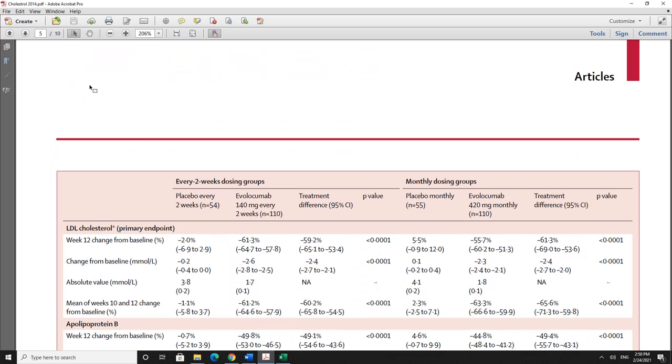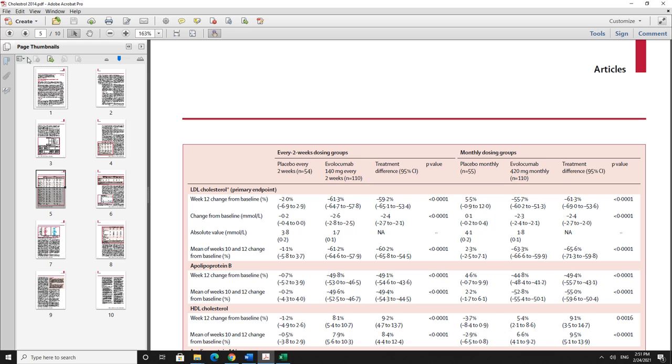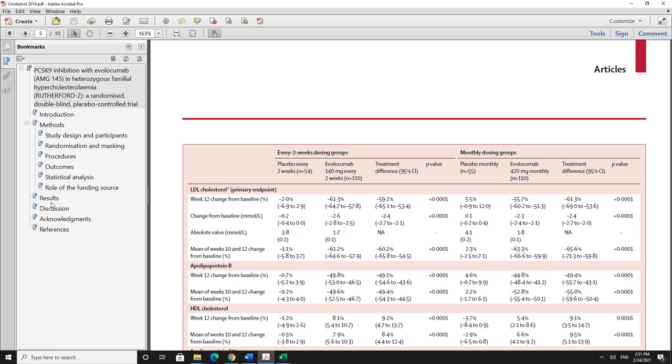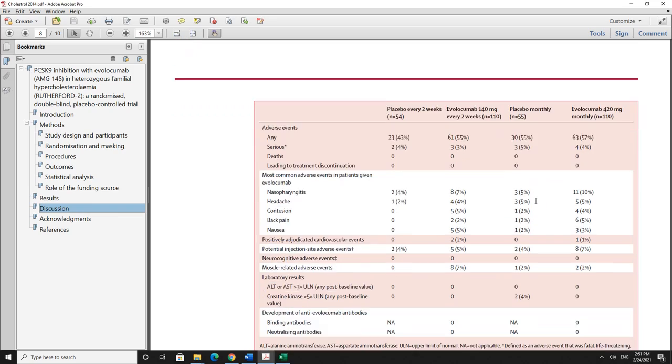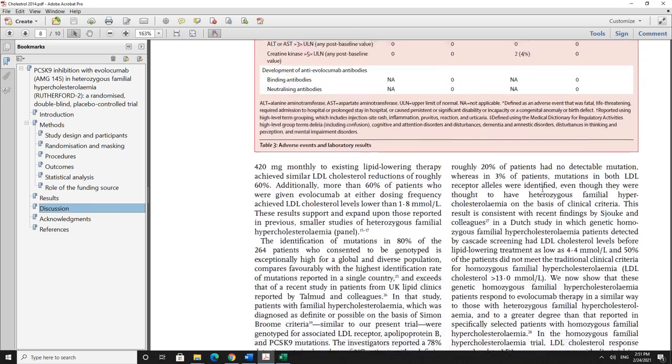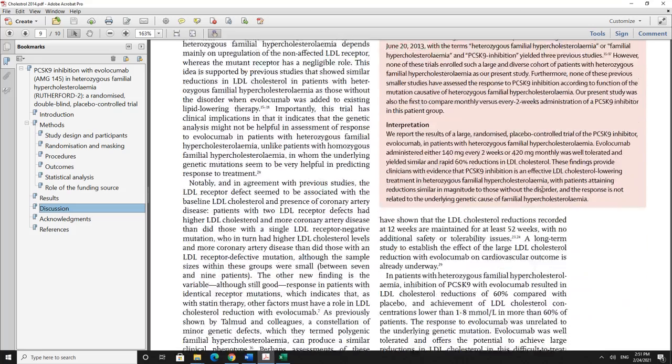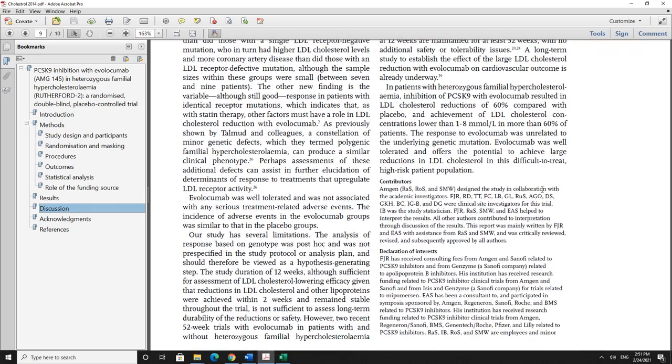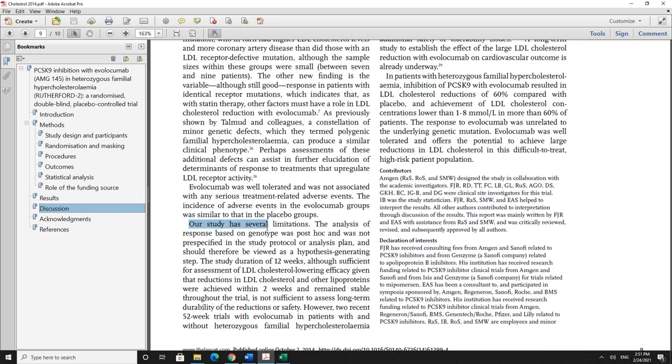I will go to the discussion, and in the discussion I will go to the end where they normally write about limitations. Okay, see, our study has several limitations. Look here, pay attention, the subgroup. The analysis of the response based on genotype was post hoc. Post hoc means they did it after they had already done their experiment. They started to look at genotype.